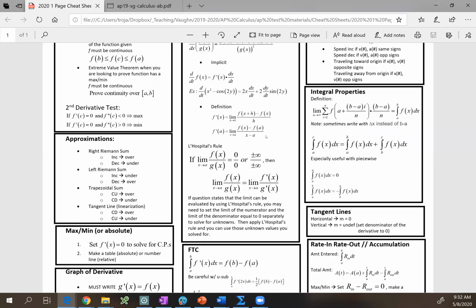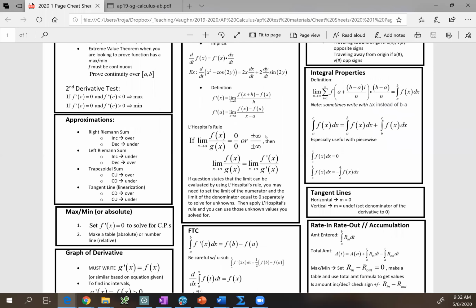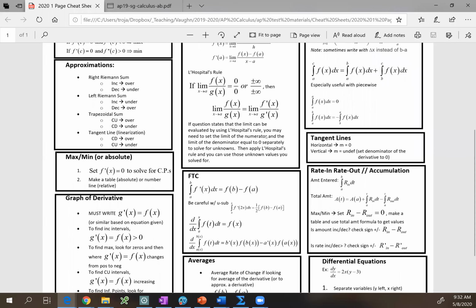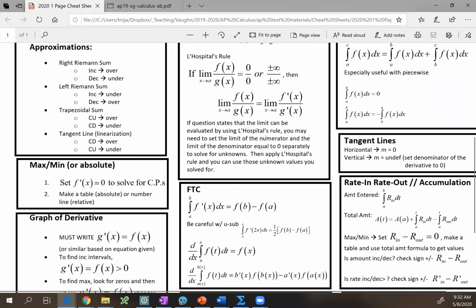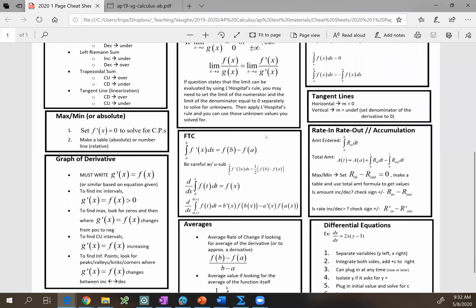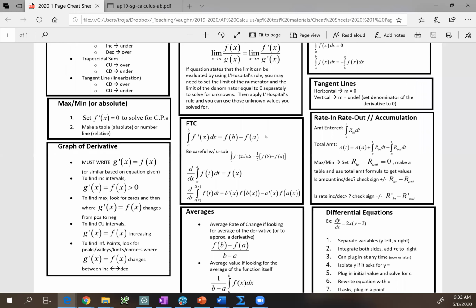I didn't put how to do derivatives. I didn't put how to find increasing, decreasing intervals, max, min, concave up, concave down, because I feel like we're really good at that. But I did put second derivative test because it's a little less common. Approximations, these are all of the, right, Riemann sum, left Riemann sum, trap, tangent line, whether it's over or under. For max min, just remember you need to set f prime to 0 to get that point, and make a table or do a number line if it's absolute or relative.